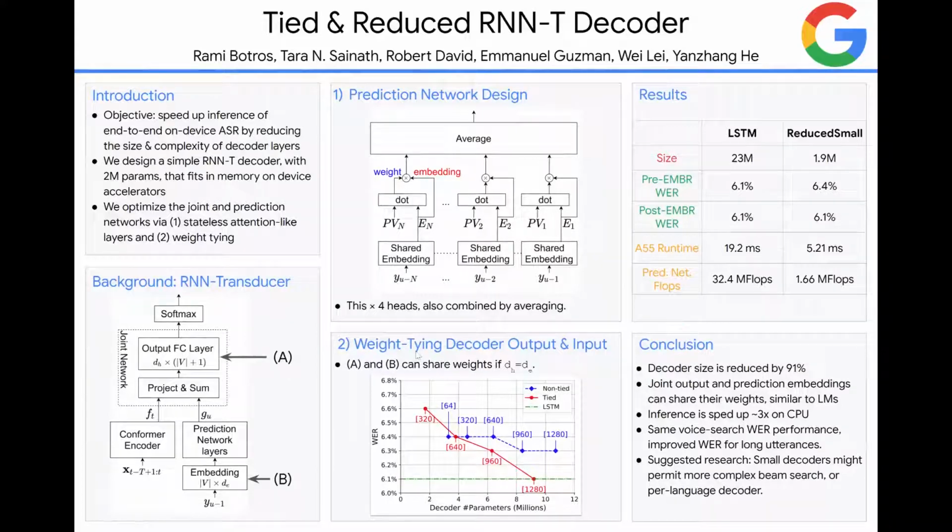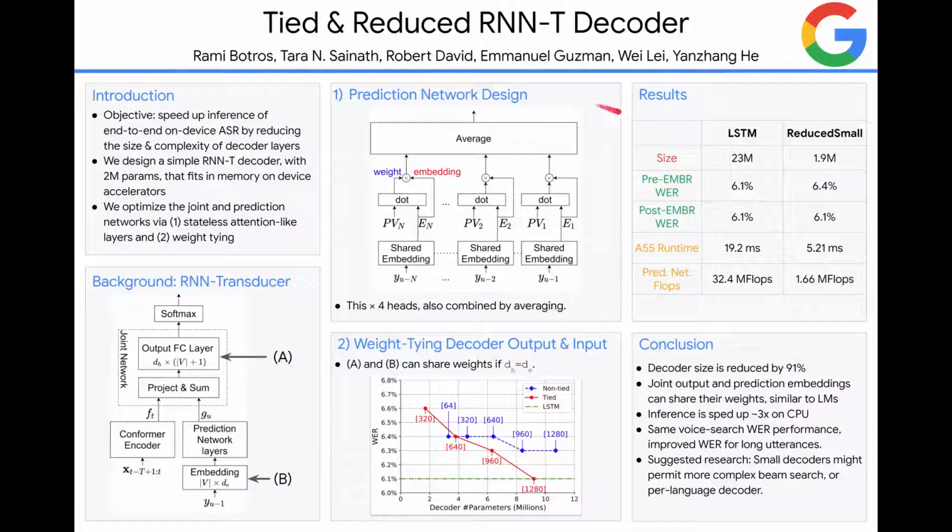Hello. In this work here, we're trying to make the end-to-end speech models run much faster on device by making the decoder parts of them much smaller so that they can fit in memory for edge accelerators. We focus on the RNN transducer model, and the joint network and the prediction network, we have a design for them such that put together, they have fewer than 2 million parameters.